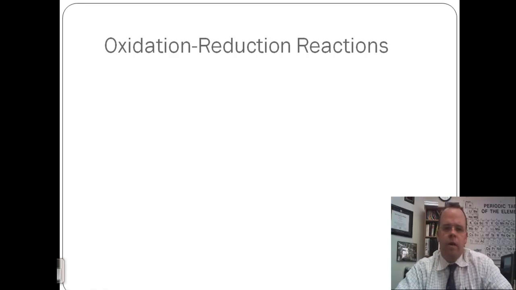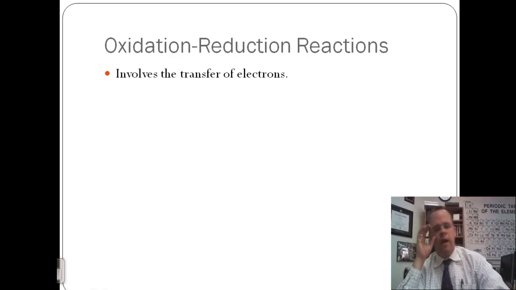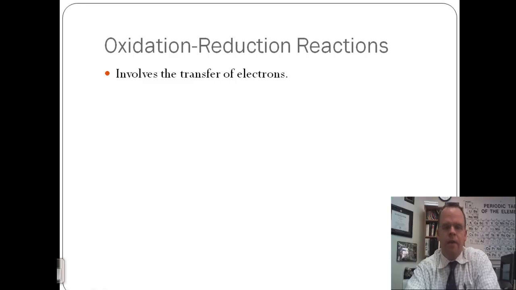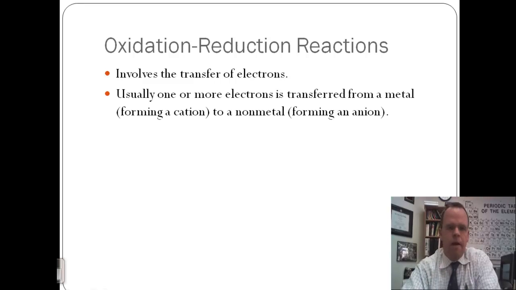The next type of reactions we want to look at are what are known as oxidation-reduction reactions. Before we can get into the four types of oxidation-reduction reactions, let's define these terms, oxidation and reduction. Oxidation-reduction reactions involve the transfer of electrons. Remember our four driving forces: the formation of a solid, formation of a gas, transfer of electrons, and formation of water. These are driven by the transfer of electrons. Usually, one or more electrons is being transferred from the metal, the cation, to the nonmetal, which becomes an anion.